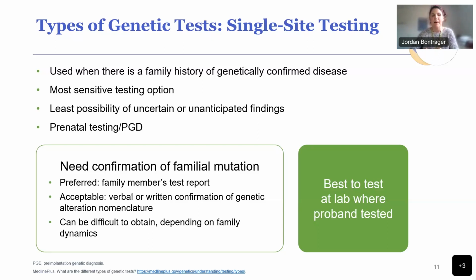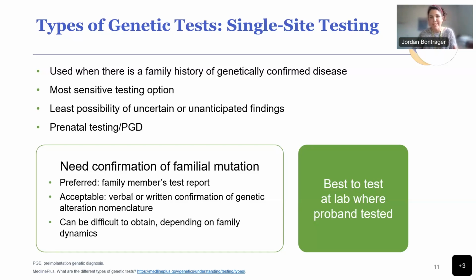And then prenatal testing and pre-implantation genetic diagnostic testing, oftentimes you do need to do single site testing. So there are, again, exceptions to this, but for the most part, for prenatal or PGD, we need to do single site testing or have confirmation of a familial mutation to do the test. To do this test, you often do need confirmation of the familial mutation in the form of a family member's test report. Labs can differ on how lenient they are on that, but typically they want that.